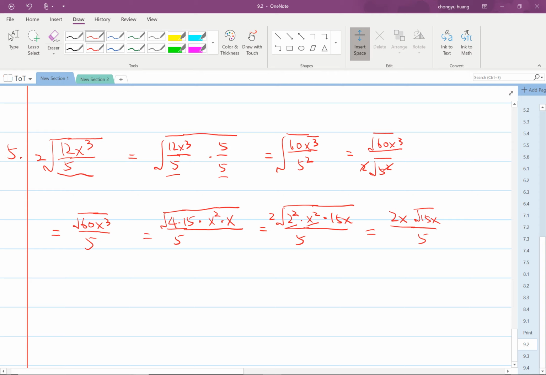Basically, as I think I've repeated many times, if you want to solve a square root, your goal is to make something to the power of 2. That's basically why I do it over here. I make 4 equal to 2 to the power of 2, and I make x to the power 3 equal to x squared multiplied by x.